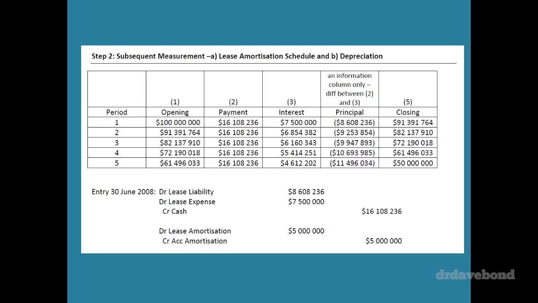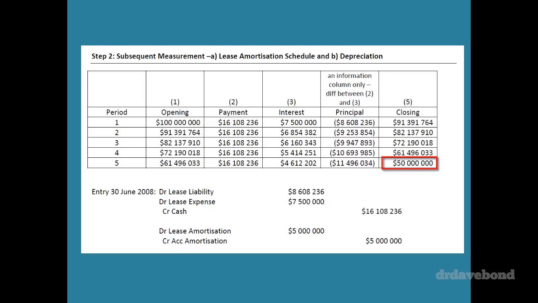Interest is the opening times the rate implicit, which is 7.5%. You can see that right there. This is how much of that payment is being allocated to paying off the principal of the loan. So you've got $100 million, you paid off 16, the interest is 7.5. That means obviously some of that 16 is going to be paying off the liability, and the lease liability closes at 91 million. That rolls down and repeat ad nauseum until you get to the final payment, which is the guaranteed residual, if there is one, and you're done.